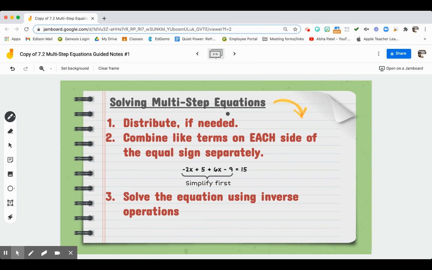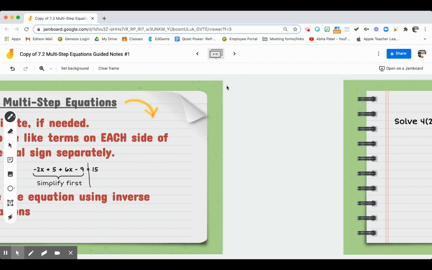When you're solving multi-step equations, the first thing you want to do is distribute if needed. Not all problems are going to require distribution. Some of them will. Then combine like terms on each side of the equation separately. So you're looking at the two halves. You're not combining like terms across the board. You're combining like terms on the left because you can, and sometimes you might have to check it on the right. And then solve the equation using inverse operations like you've been doing. So these are the steps that you're going to do. Let's do some practice problems now.